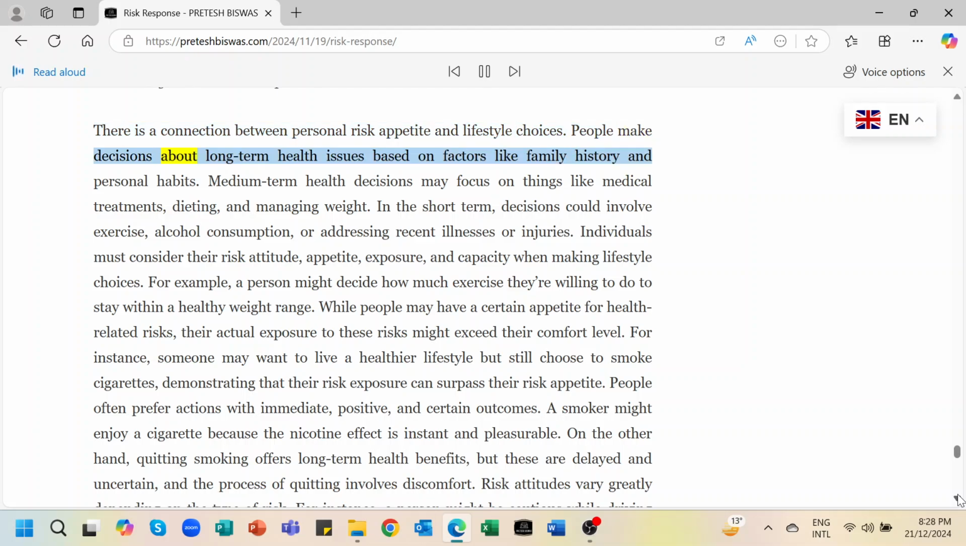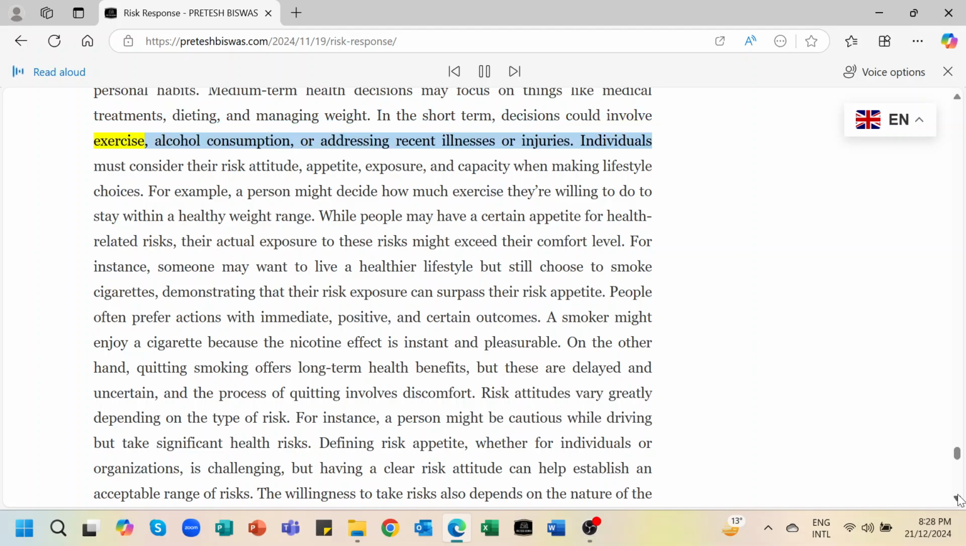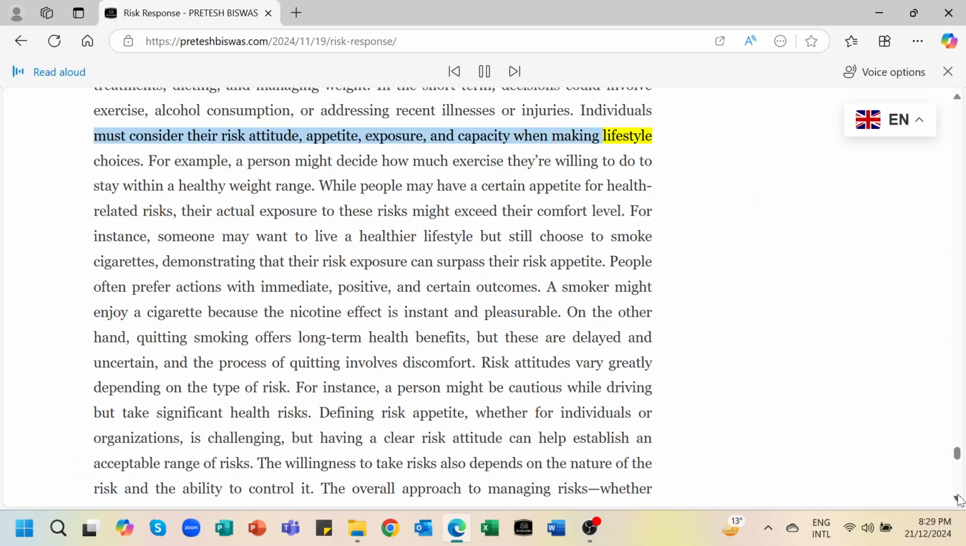People make decisions about long-term health issues based on factors like family history and personal habits. Medium-term health decisions may focus on things like medical treatments, dieting, and managing weight. In the short term, decisions could involve exercise, alcohol consumption, or addressing recent illnesses or injuries. Individuals must consider their risk attitude, appetite, exposure, and capacity when making lifestyle choices.